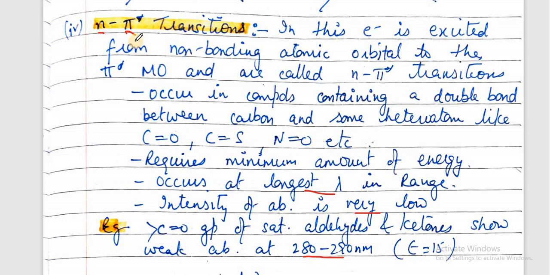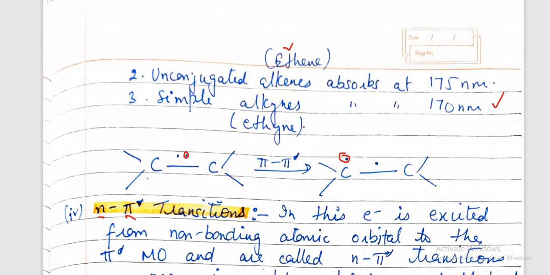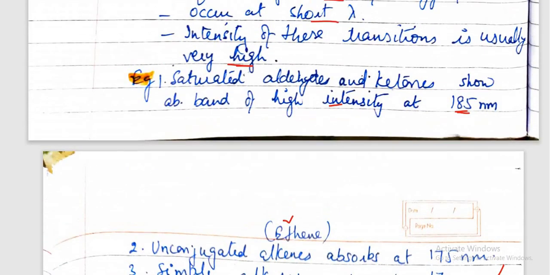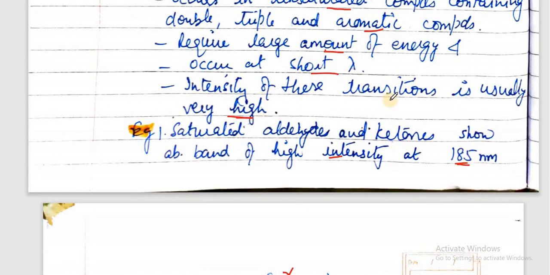The difference between pi to pi star and n to pi star is that n to pi star transitions are weak absorptions and pi to pi star are strong absorptions. That is, in weak absorptions the epsilon value is low, and in strong absorptions the intensity of these transitions is usually very high, that is, the epsilon value is high in the case of pi to pi star transitions. So the main difference between pi to pi star and n to pi star we will discuss further.